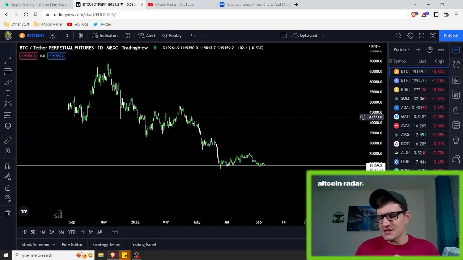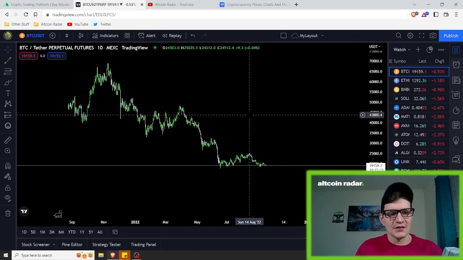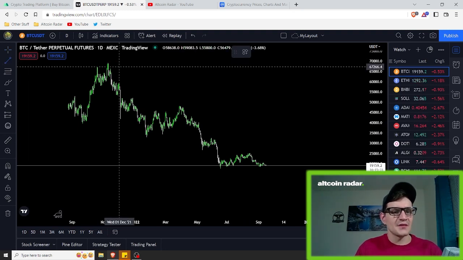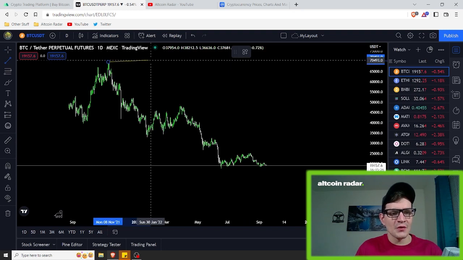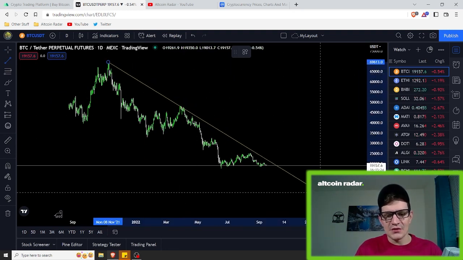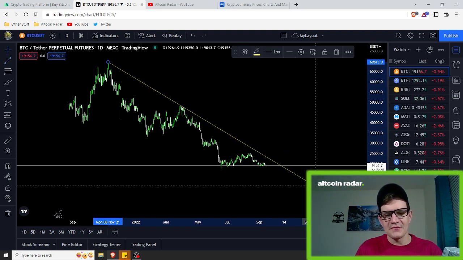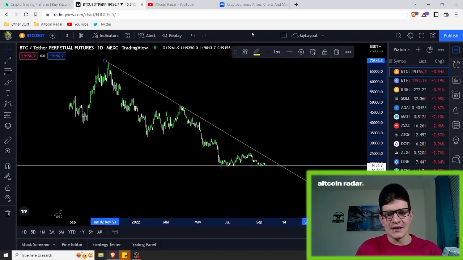So guys, the very first thing that we are going to do here is draw trend lines, okay? So obviously this is the Bitcoin chart, okay? The first thing we want to do is draw this trend line. So obviously, we want to start at the top, we know where it topped out, and we want to go all the way to the bottom. So this is the major downtrend line that we have been following ever since Bitcoin topped out at $69,000, okay?